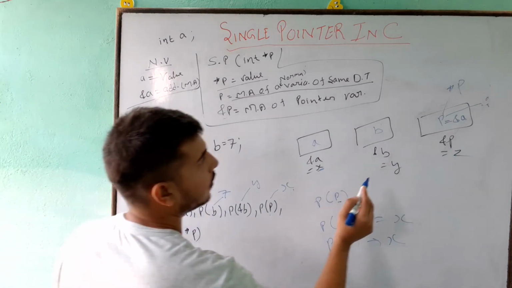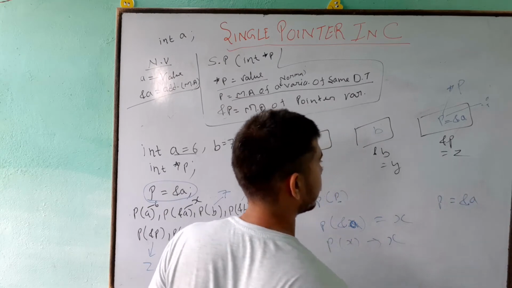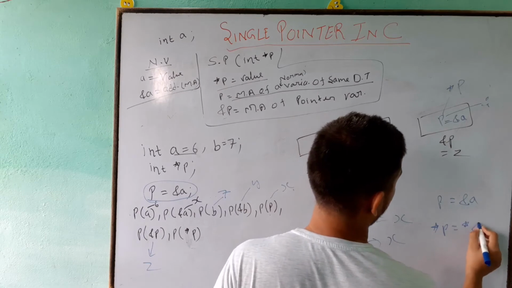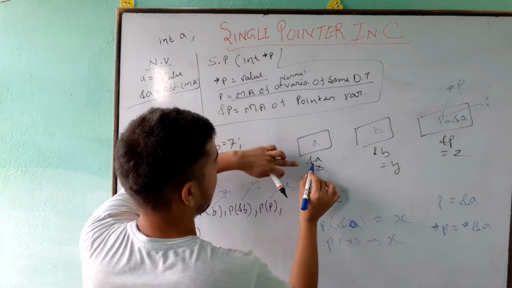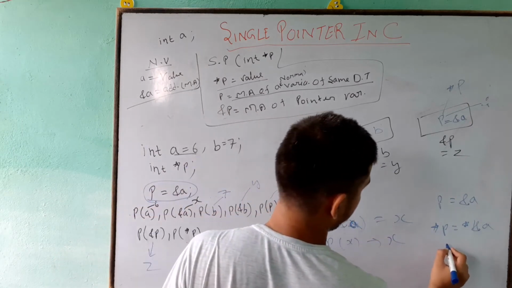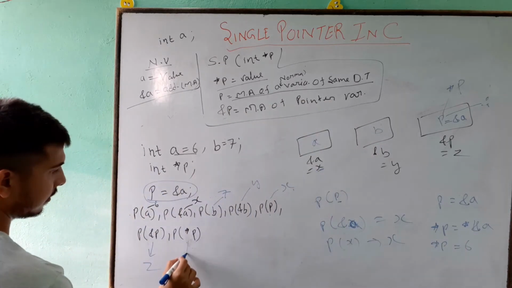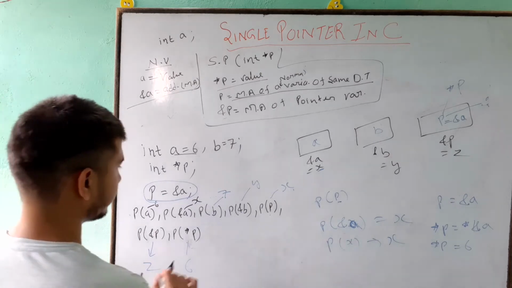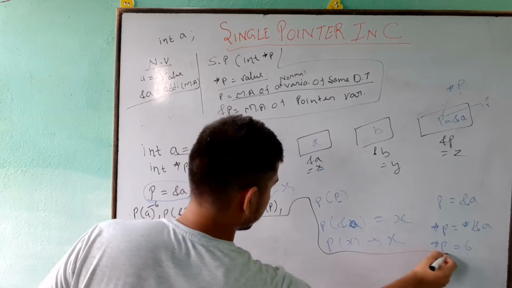Now *p. What is p? p is equal to &a. Now I am writing *p. What is *p? It is * of &a. What is * of &a? It is a. And what is a? a is 6. So *p will become 6, and it will give us 6.